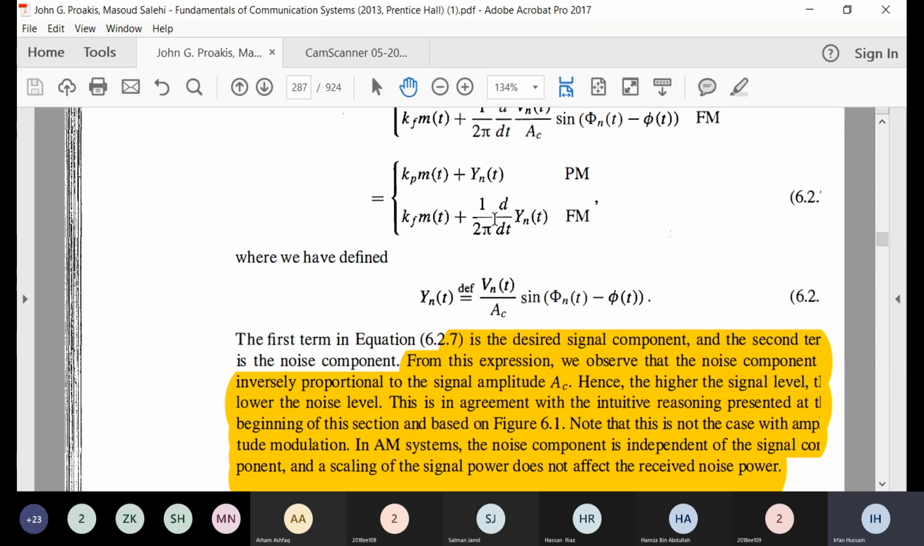And we can also observe, because y n t is coming in both the expressions. So what is y n t? Y n t, which is a noise, is actually 1 over AC. This means greater AC, less noise. Smaller AC, large noise. So that we actually observed in the beginning of this section, that if you have a high power signal, which means it will have a large AC, you get low noise. But if you have a low power signal, which means you have low AC, you will be getting more noise.